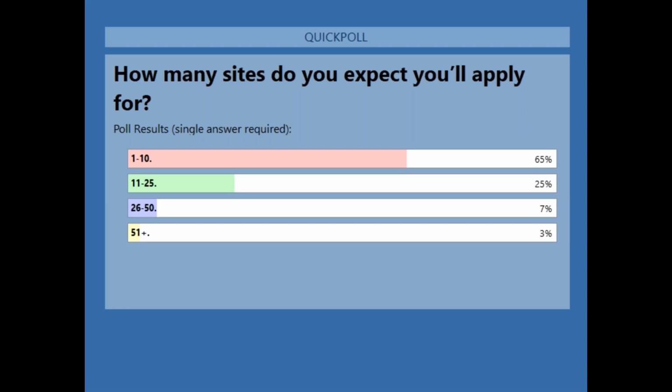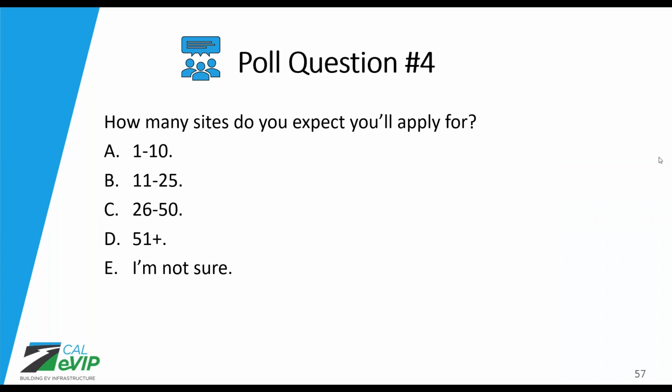Right. So it looks like the majority of people are applying for 1 to 10 sites, with 11 to 25 coming in second. And so, yeah, if people have questions on the amount of sites or anything in regards to that, definitely once again reach out to our team and we can help you figure that out as you are going through the process. So next slide.